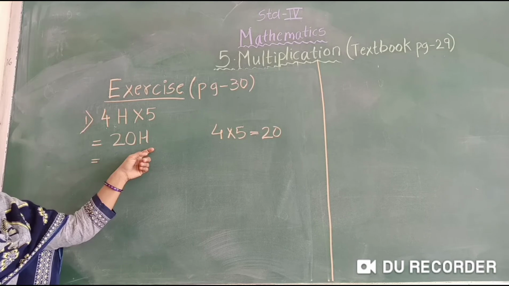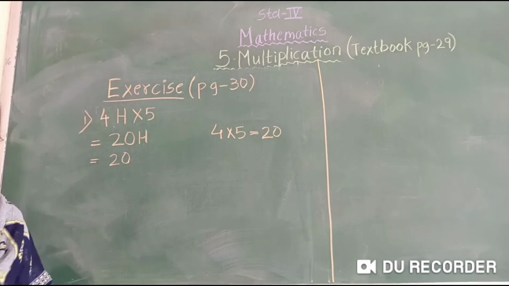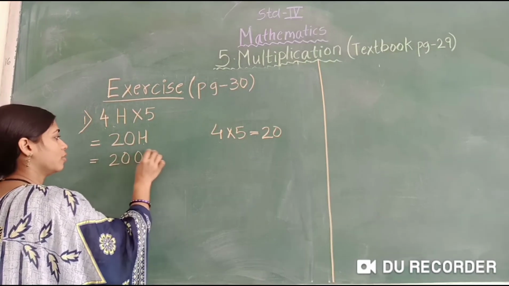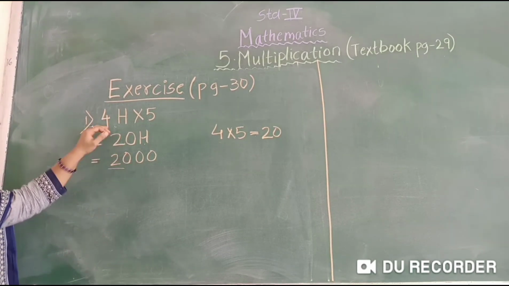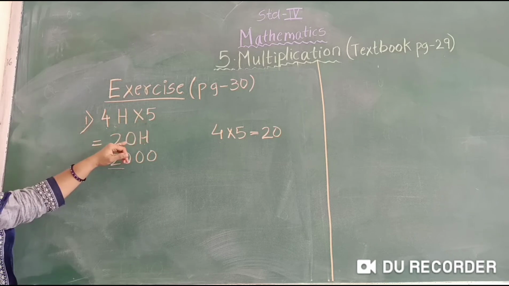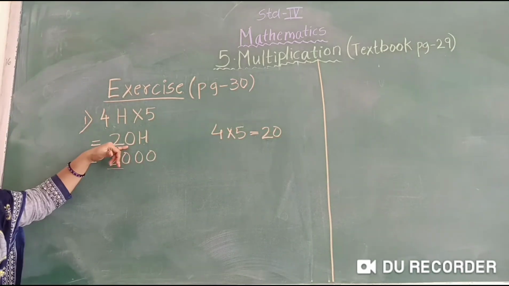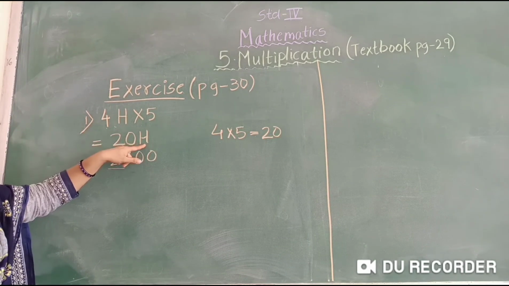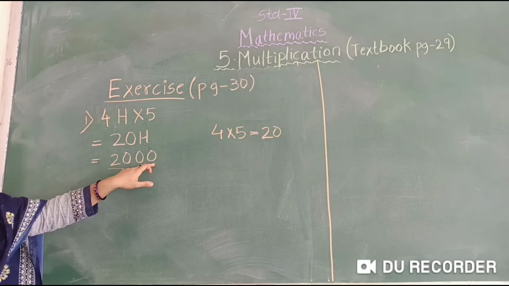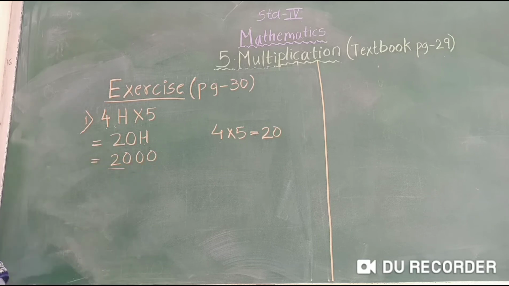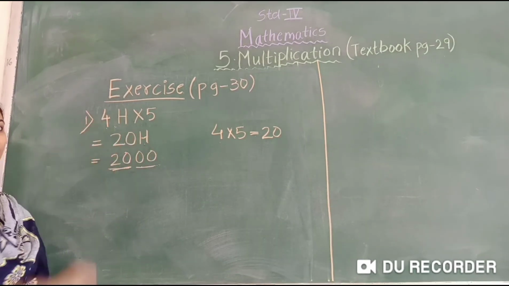What is this h for? H is for 100. Therefore 20 and 100, how many zeros do we have? 2 zeros. Therefore 2 zeros in front of the product. This is our answer. 4h multiplied by 5. 4h is how much? 4 multiplied by 5 we got 20. We have written 20 here, and this h in front of the product. 20h. In 100 how many zeros do we have? 2 zeros. Therefore after 20 we have added 2 zeros of 100.